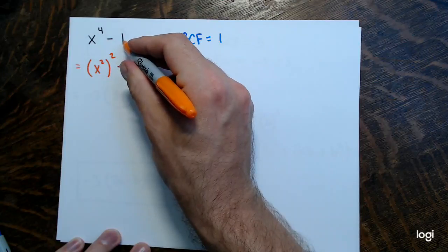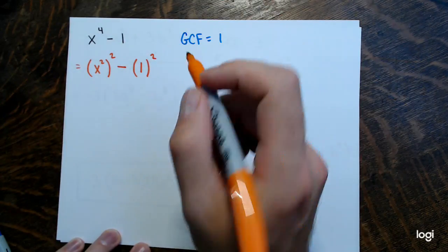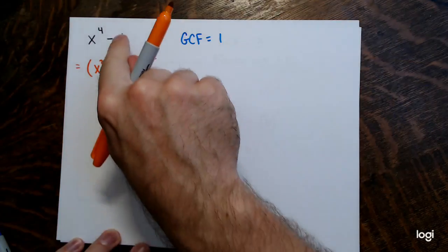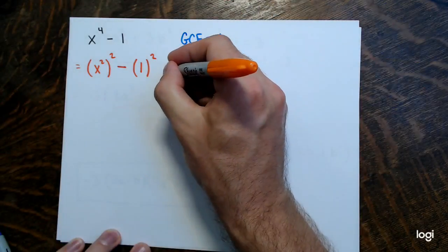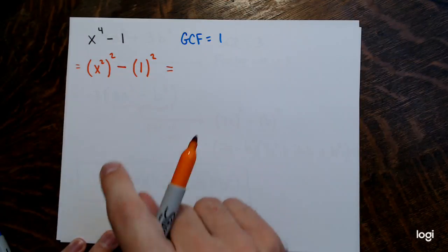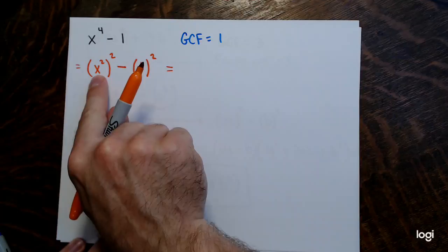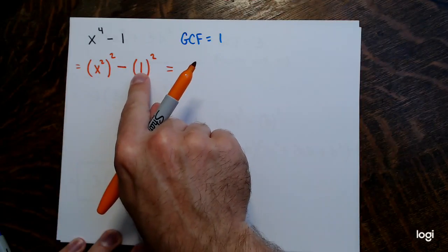Minus, and then 1 to any power is 1. So 1 squared is 1. So this is a square minus a square. This is a difference of 2 squares. Okay, and remember how that factors. Again, go back to the previous page. a squared minus b squared factors to a minus b times a plus b, or a plus b times a minus b. So the a here is this x squared, and the b is the 1.